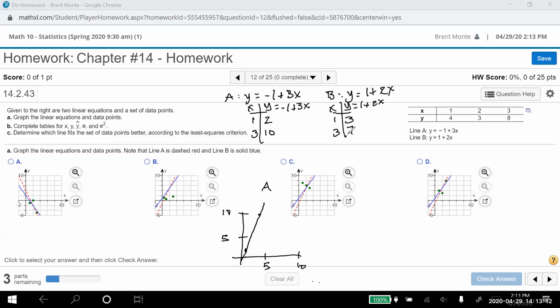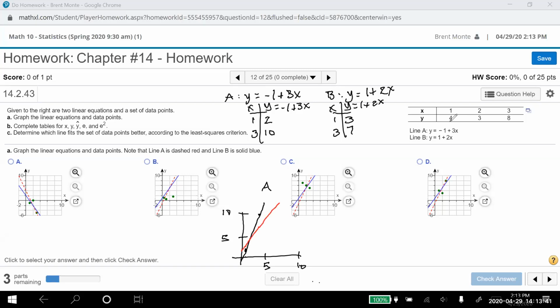So let's see. Let's use a different color here. We'll use red. Oh, they used red for one of theirs. So I'm going to say, okay, I've got 1, 3. Notice that one was 1, 2, so it's a little bit above. And then 3, 7. Now the 3, 7 was below their 3, 10, so about here. So this line looks like this.